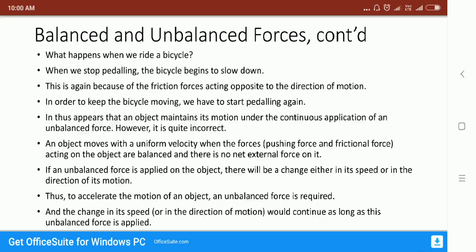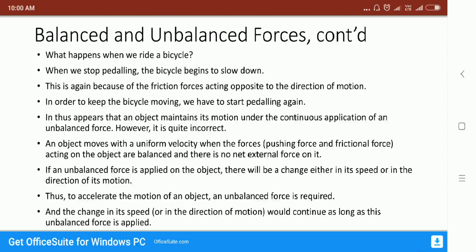So we can say that to maintain its motion condition, continuous unbalanced force is required. Is it so? No. To get a uniform velocity, not unbalanced force, the object moves with uniform velocity when the pushing force and the frictional force are balanced. If pushing force and frictional force are balanced, then there is no need for an external force and the bicycle can move with uniform velocity.